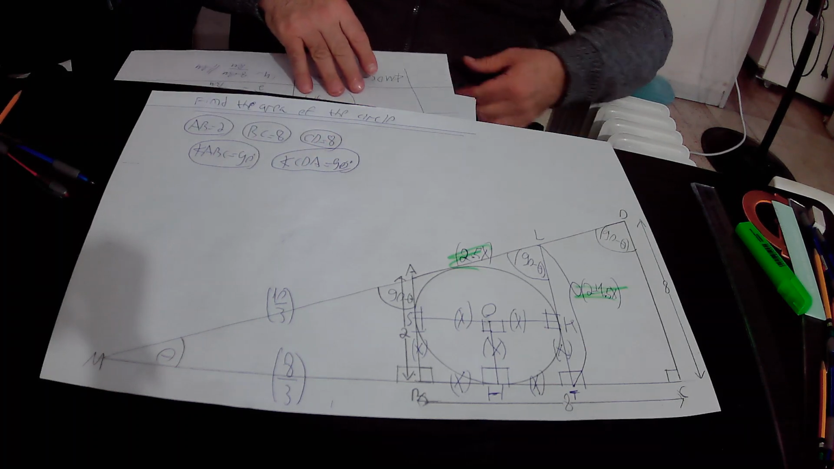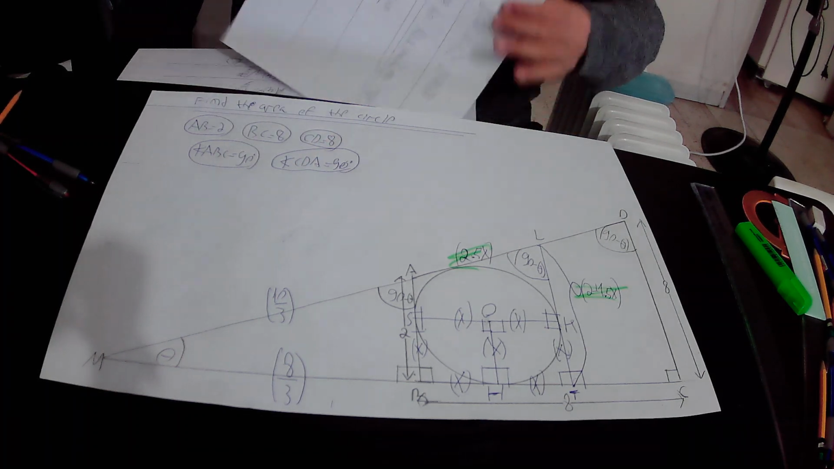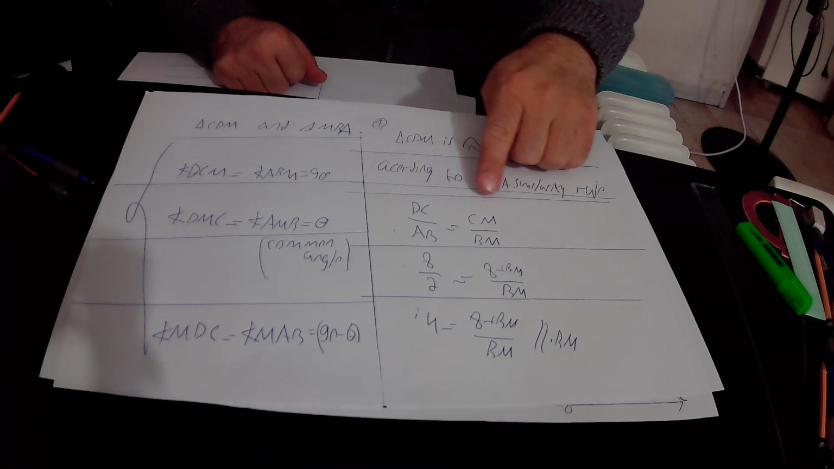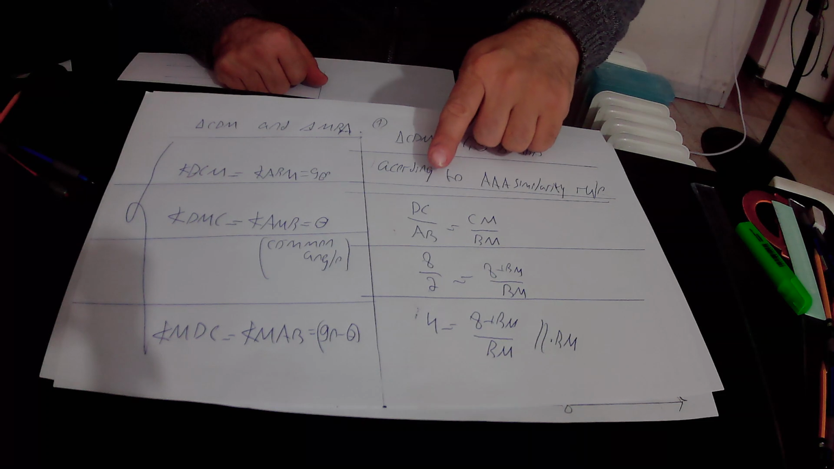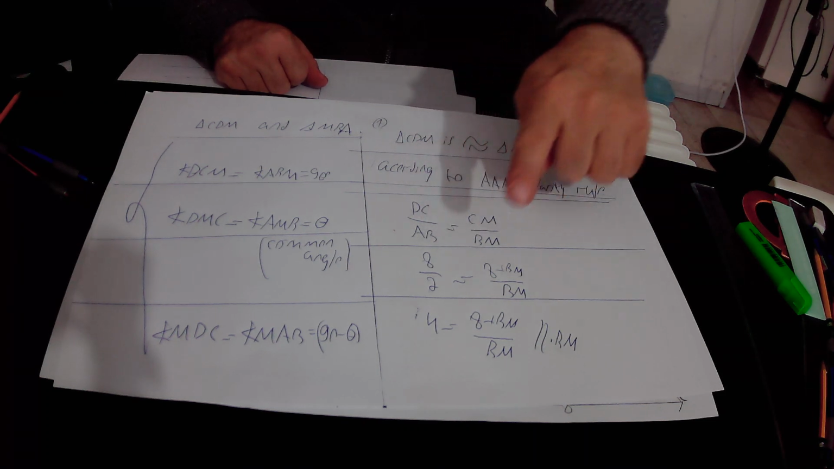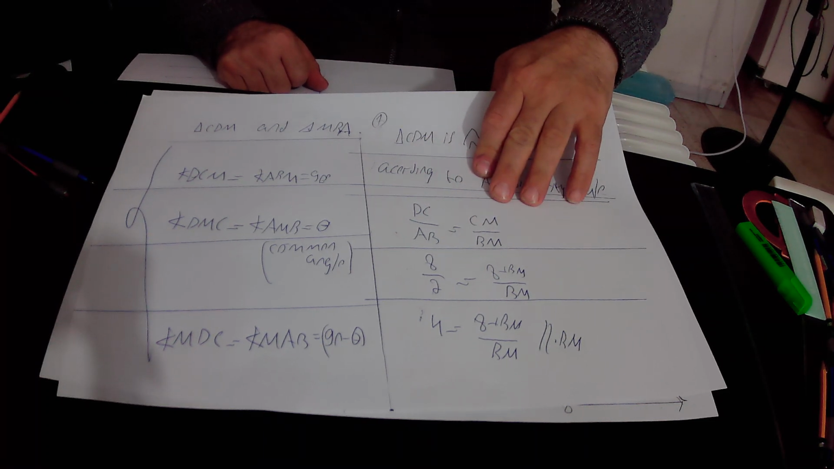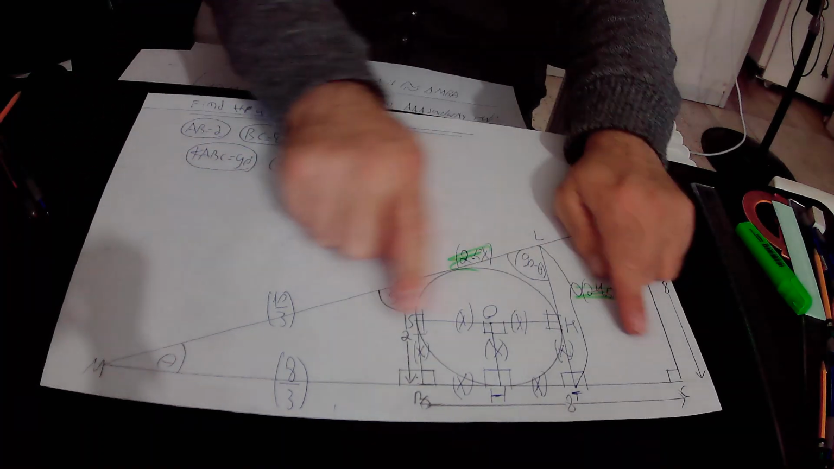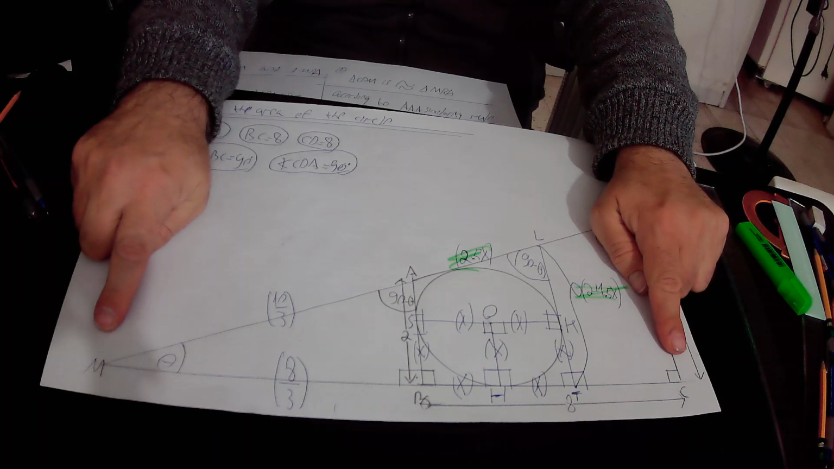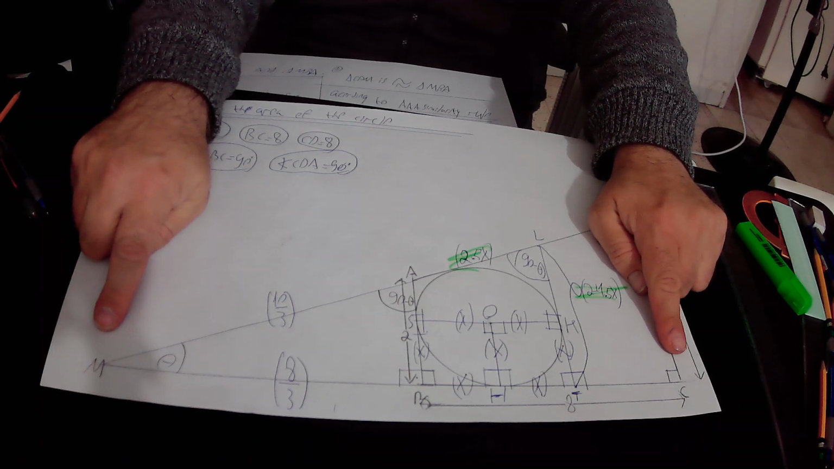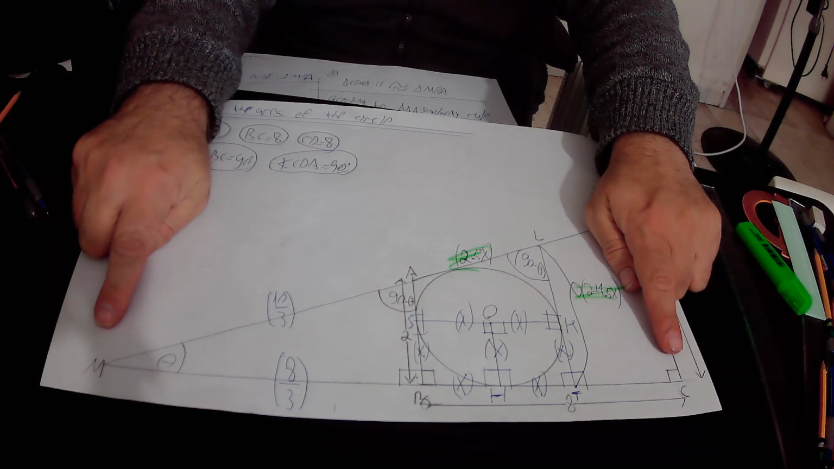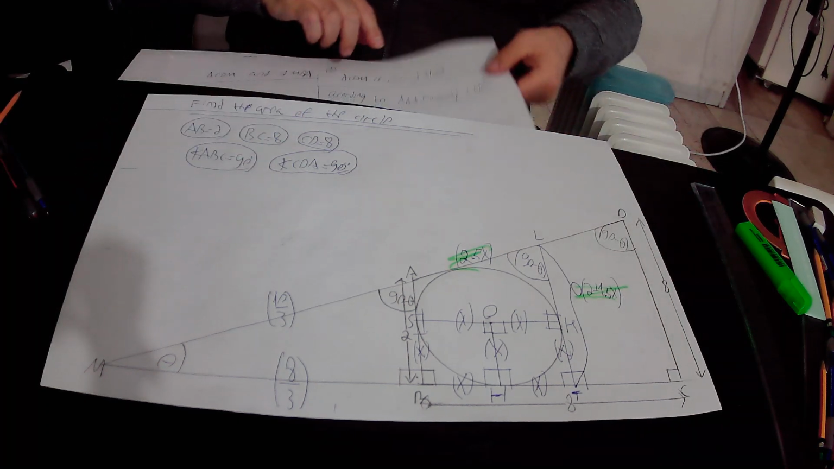Repeat again. We will derive that DC over AB equals CM over BM. DC is 8, AB is 2, and it equals CM over BM. What is the length of CM? From the diagram it is very easy to see that CM equals CB plus BM. That is to say, CM equals CB, that is 8, plus BM, that is the missing side. So in total, CM equals 8 plus BM.